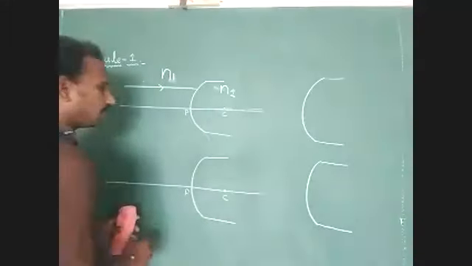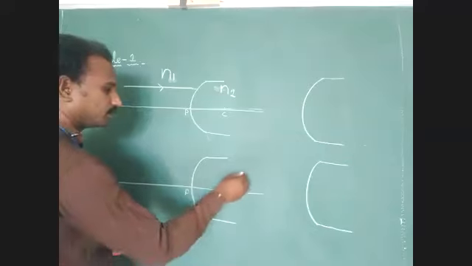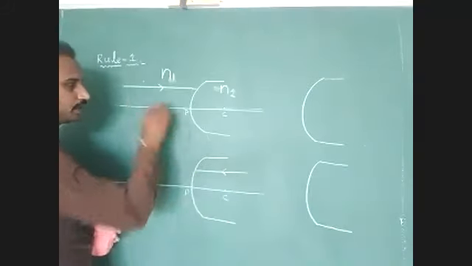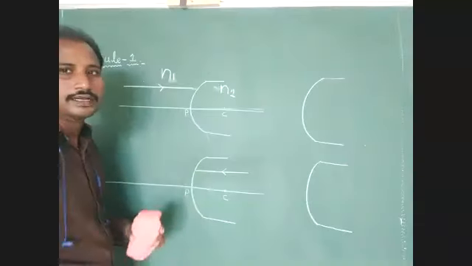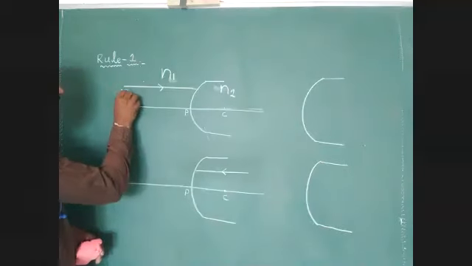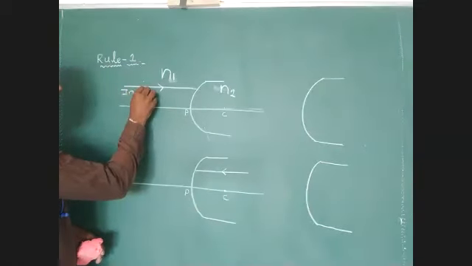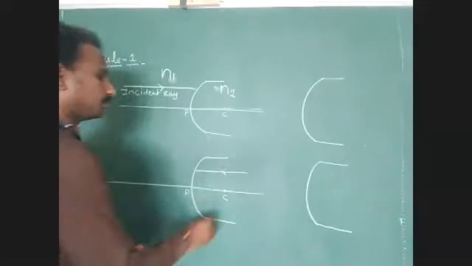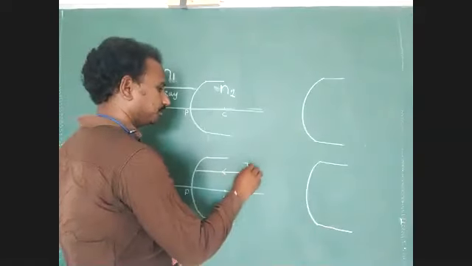The next one, we have to consider the direction of the incident ray, from denser optical medium to rarer optical medium. Here, rarer optical medium to denser optical medium. So identify the two incident rays. Here also we have to represent the incident ray.